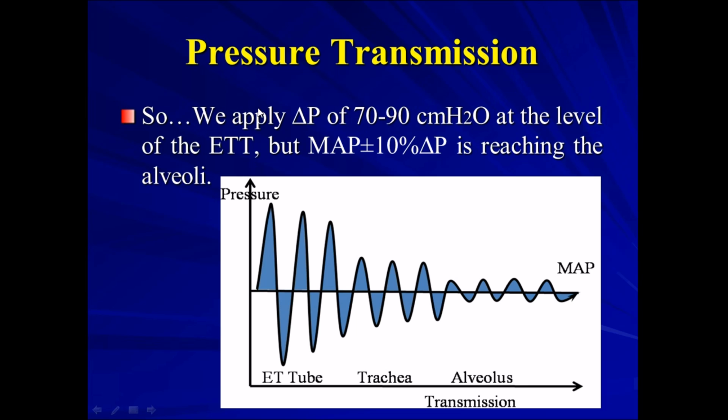So if we apply a delta pressure of 70 to 90 centimeter of water at the level of the ET tube, the pressure which will reach the alveoli is the mean airway pressure plus or minus 10% of the delta pressure at the alveoli level. So again, this is the delta pressure applied at the ET tube. Because of the inertia of the ET tube, it will decrease gradually till it reaches 10% plus or minus of the mean airway pressure. So even if I'm applying 90 centimeter of water at the airway, which is really high, it does not reach the alveoli.